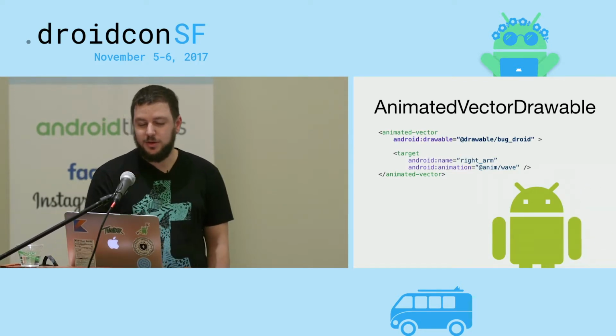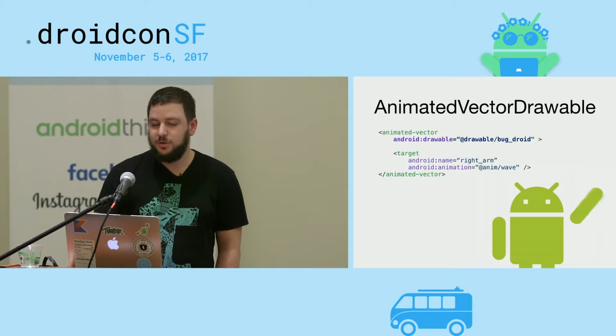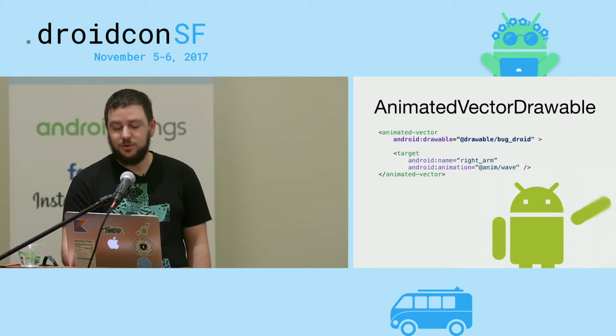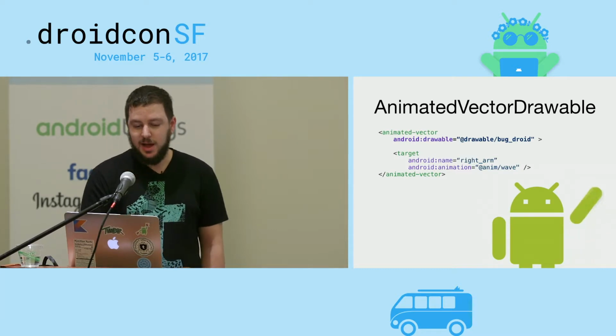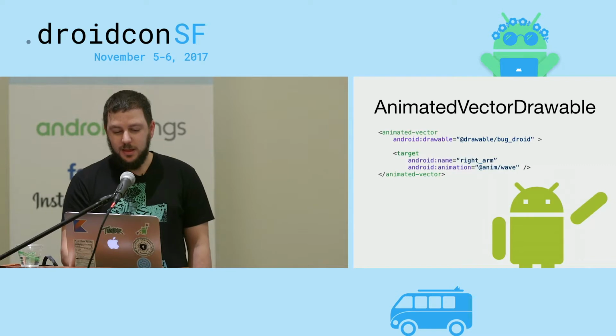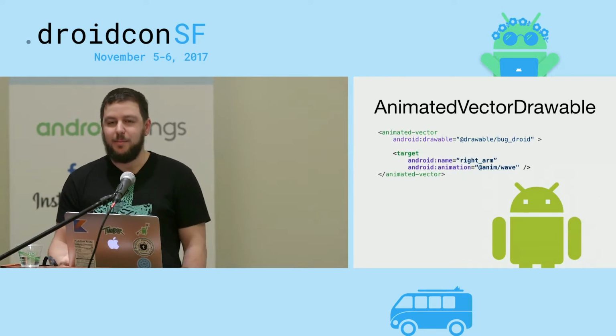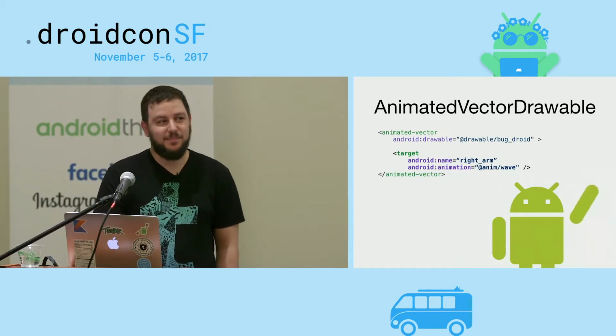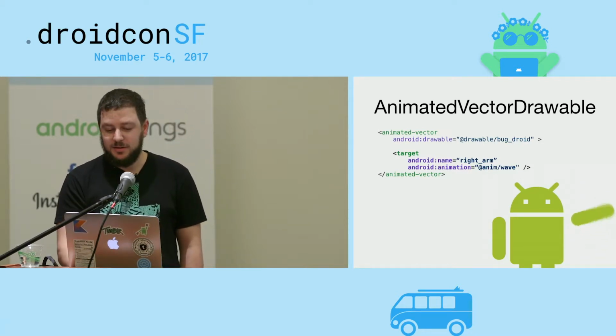In order to actually create an animated vector drawable, you pass it your vector drawable resource, and that's also used as the start state of the animation. Next, you define one or more mappings between a path or a group of paths and an animation. Pretty simple, right? But what can we actually animate?